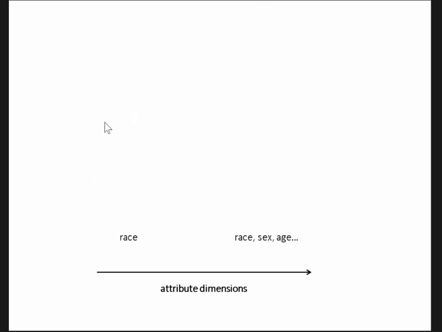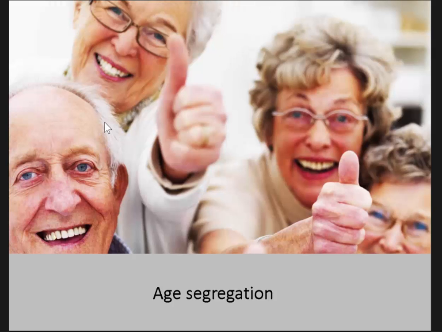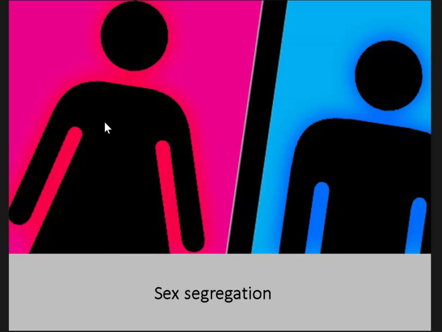But then we can also have it along different kinds of dimensions. We talked about racial segregation. That's the one that is most pronounced, but it can be along age, in that your friends are most likely to have a similar age to you. It can be along sex, especially in primary schools.